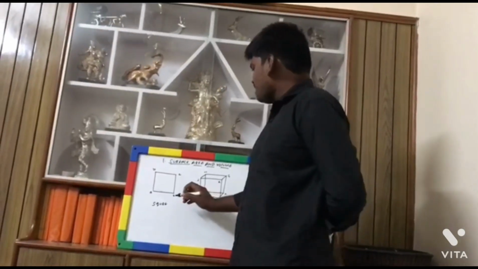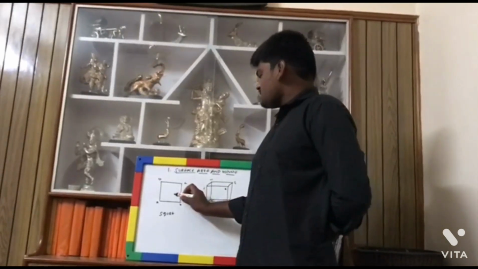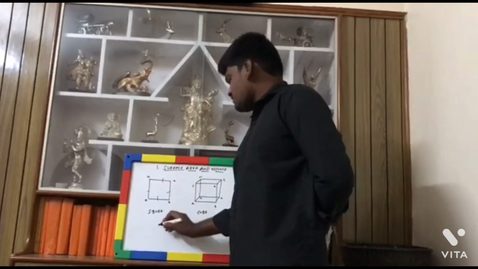Good evening everyone. Today's topic is surface areas and volume. As you can see, this is a simple square which is formed by 4 line segments. The surface area of this square is A square.